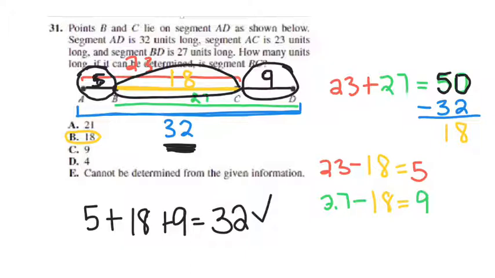Okay, so if you add the two pieces we have together and subtract what the total should be, then you get that overlapping piece.